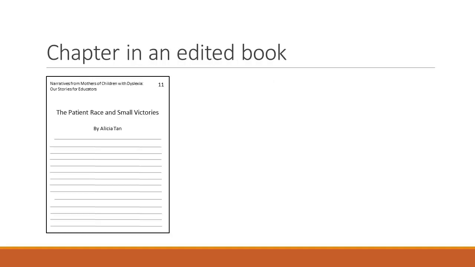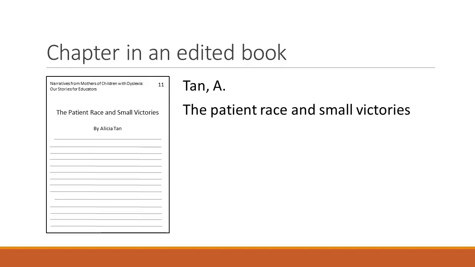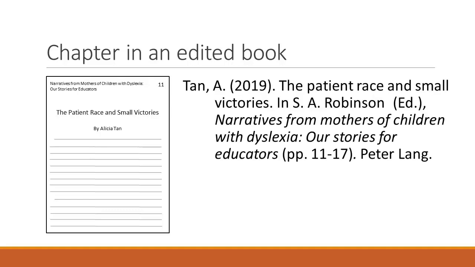Now, let's say you want to cite a single chapter from this edited book, when the author of the chapter is different from the author or editor of the book. You'll need 3 additional elements for your citation: the name of the chapter's author, chapter title, and the page numbers of the chapter. The chapter title will appear in sentence case, but not in italics. The correct citation for this chapter would look like this.